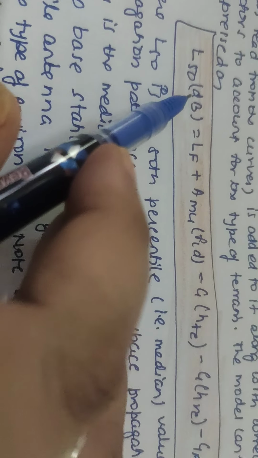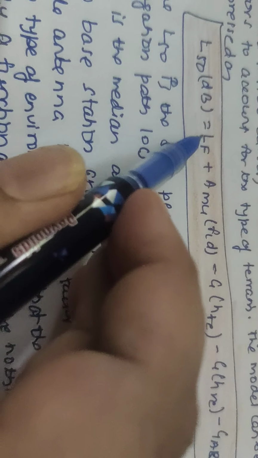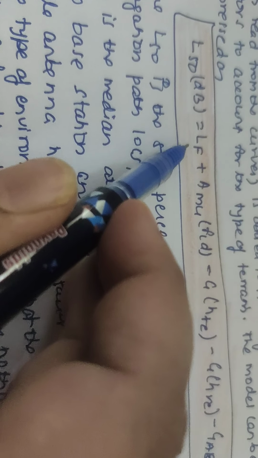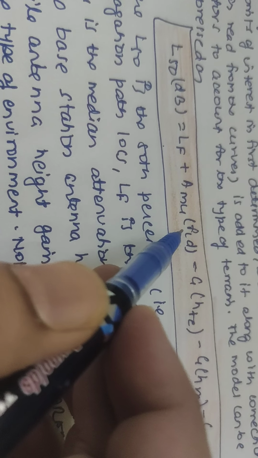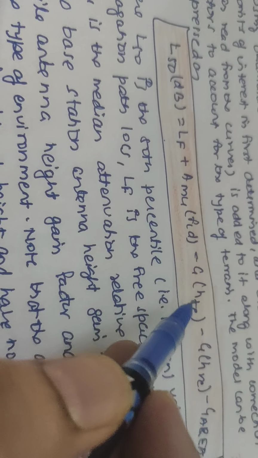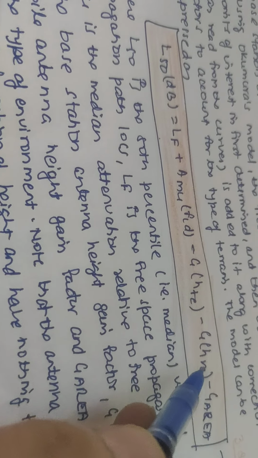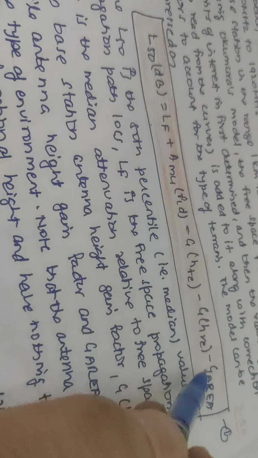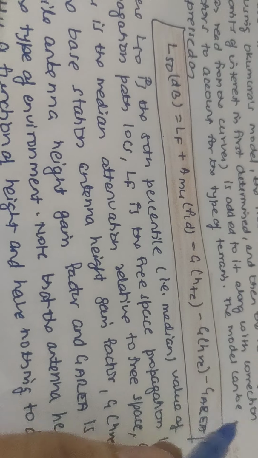Here this is our main equation: L50 dB is equal to LF plus Amu. LF is the free space path loss. Amu is the attenuation factor, which has two parameters: one is the frequency, the other is the distance. This is the antenna height gain factor, this is the receiver antenna height gain factor, and this is the correction factor G area.